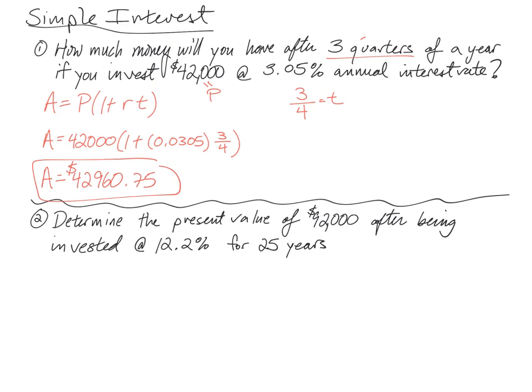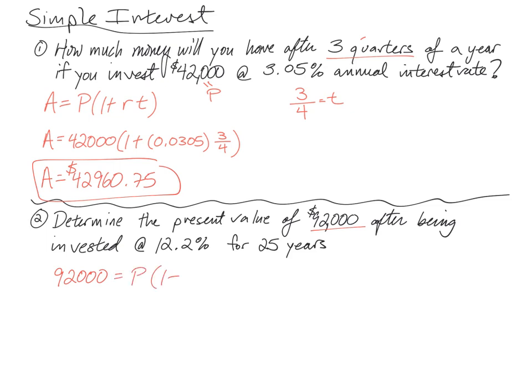Determine the present value for $92,000 after being invested at 2.2% annual interest rate for 25 years. This sounds kind of like a retirement problem. Pretty cool. All right, so we know that we are sitting at 25 years from now, we're going to have $92,000. How much money do we have now? So let's see here. A would be 92,000. We don't know P.